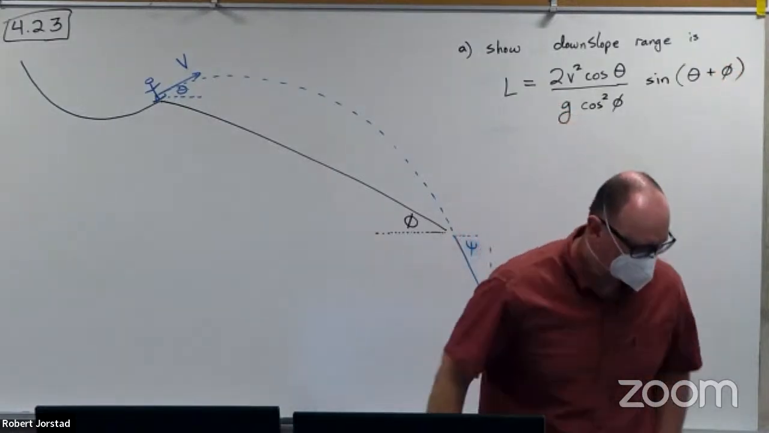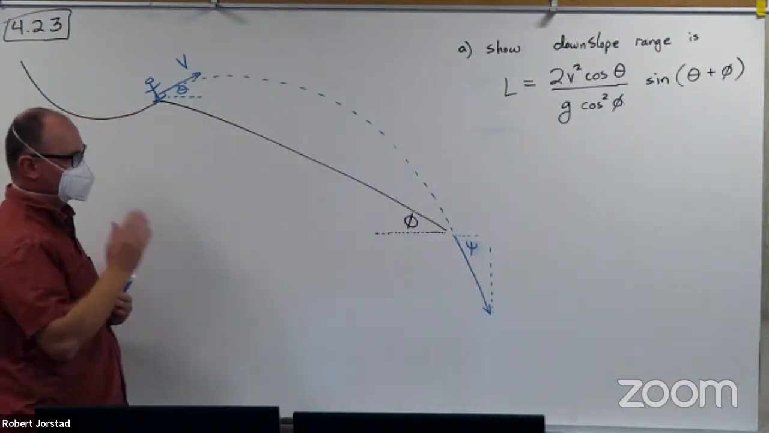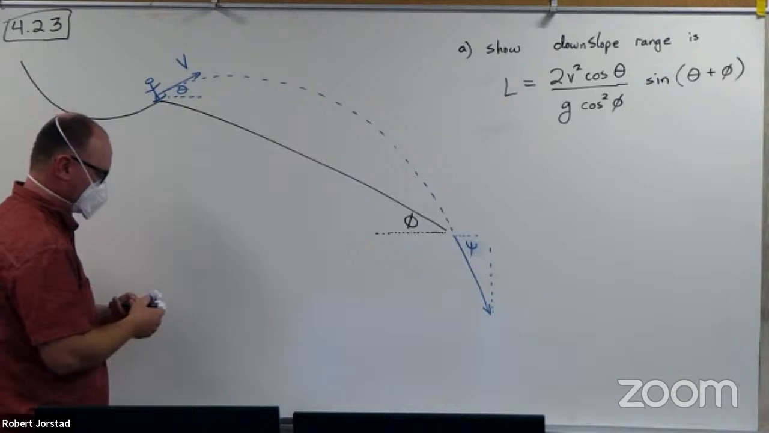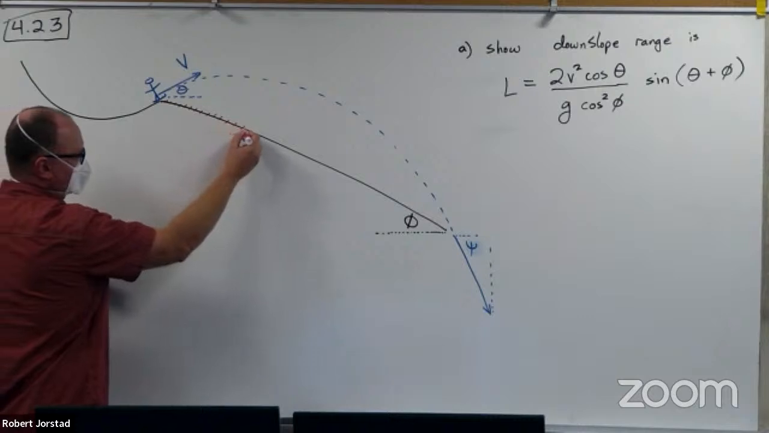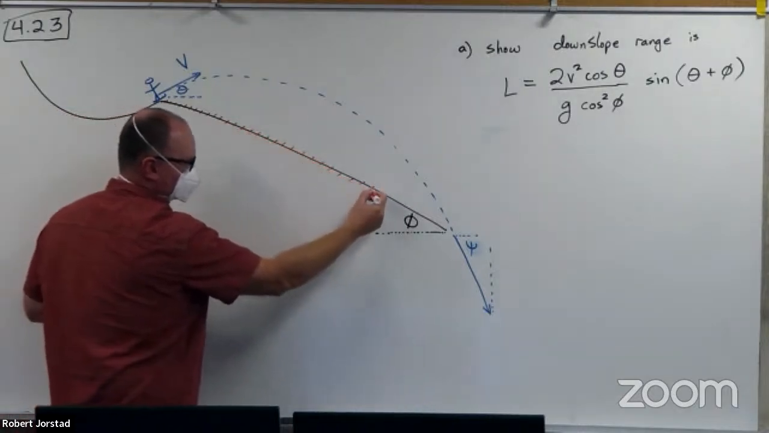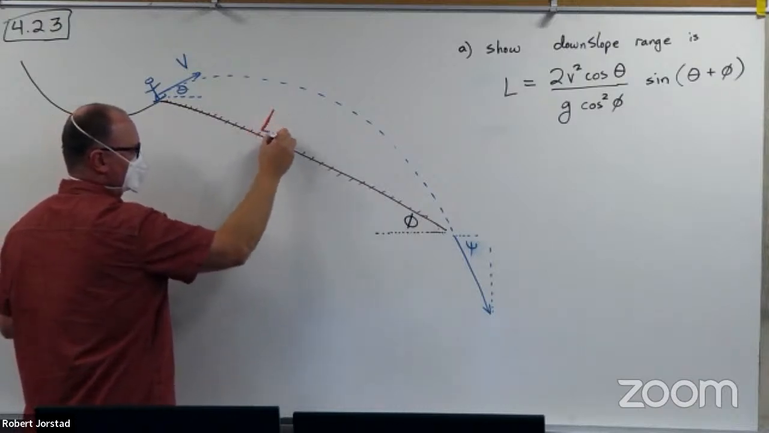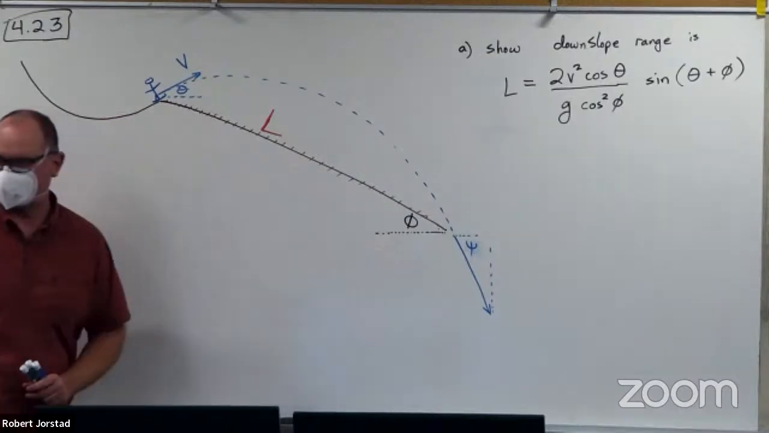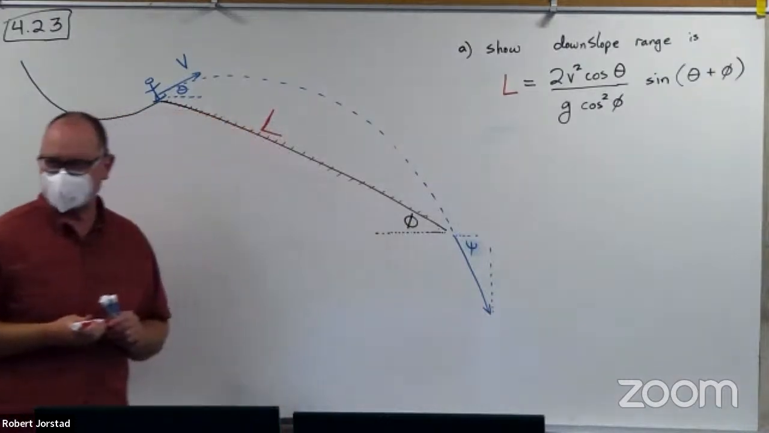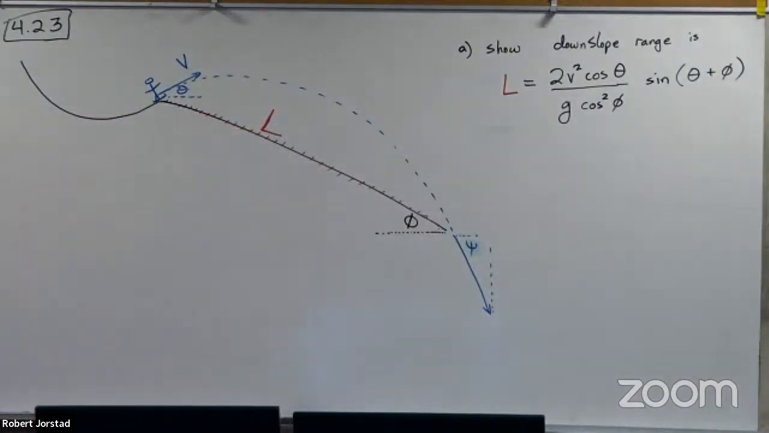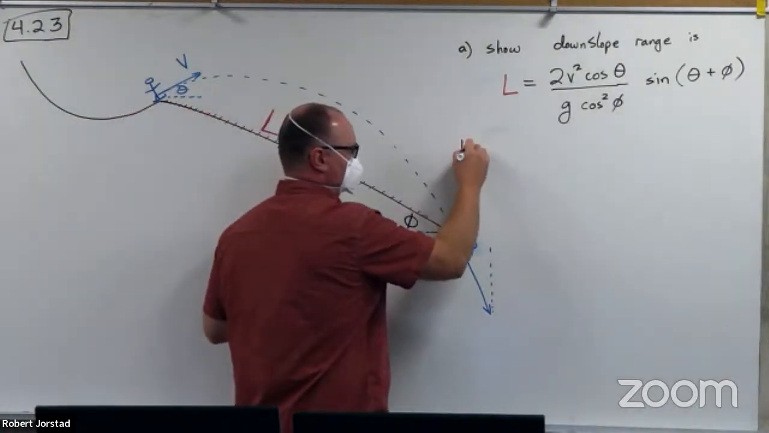All right. Yes. So we have this goal. We want to show that the downslope range is this. To be clear, what I mean by downslope range, I mean this. The range of the projectile down here. So that's what I mean by L. The length that they go down the slope. So just to color code this, I'll put an L here. Is that clear? Furthermore, this is really what I want to do with part B.